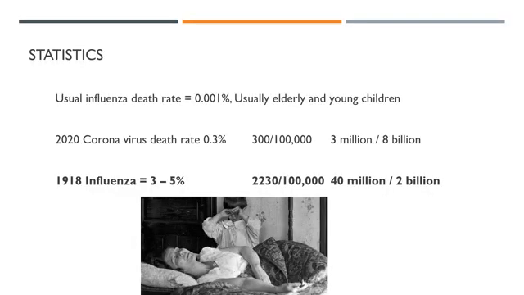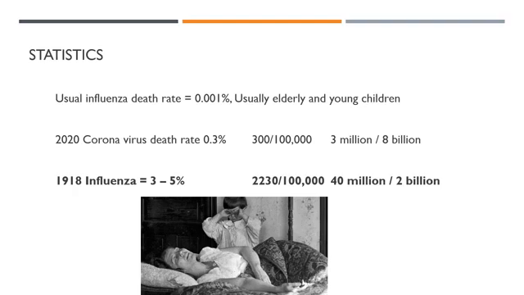So let's look at some stats. Our usual influenza death rate, in any given year, is about 0.001%. It's usually elderly and young children. I think there's probably 20 to 50,000 people that die each year. And again, usually they're elderly and sometimes they're young children.